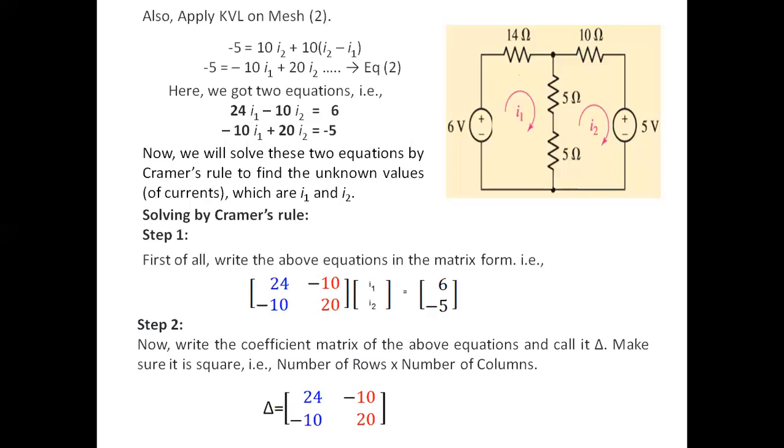Now how to find the determinant of this? It is a 2 by 2 matrix, very simple: 24 into 20 minus 10 into minus 10. Minus into minus is plus. So 24 into 20 minus 100 gives 380. So that is delta. The first part is over. Now we need to find delta 1 and delta 2.